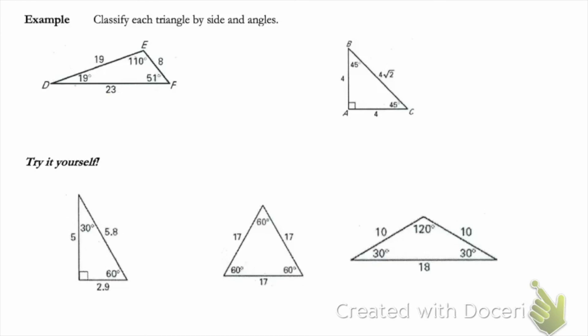In this first example, I know that all three sides are different measurements, so this is going to be a scalene, and one of the angles in here is 110 degrees, so it's going to be an obtuse triangle. For my next example, I have a right angle, so it's going to be a right triangle, and two of my side lengths, AB and AC, are equal, so it's an isosceles as well.